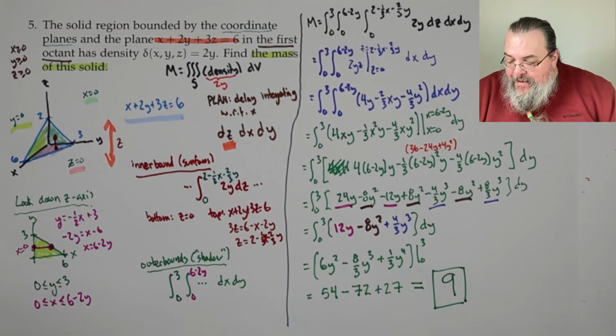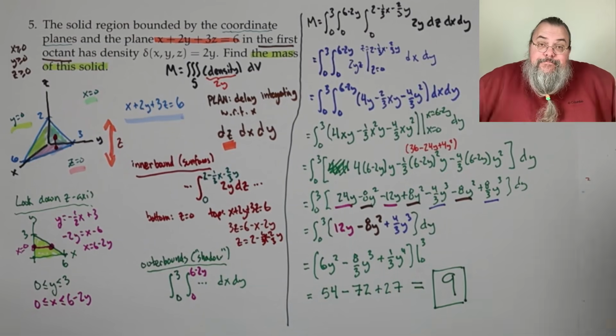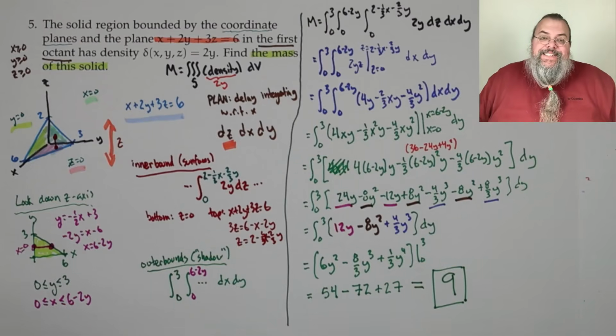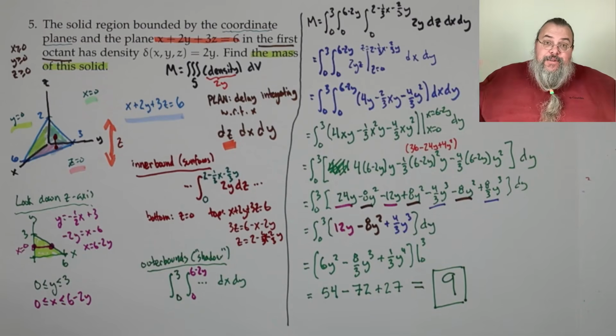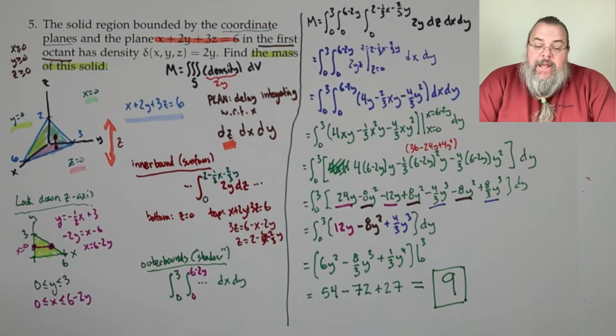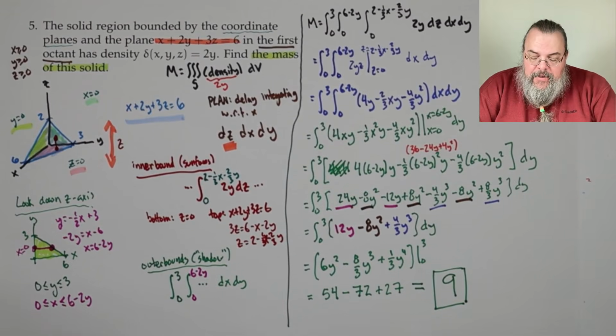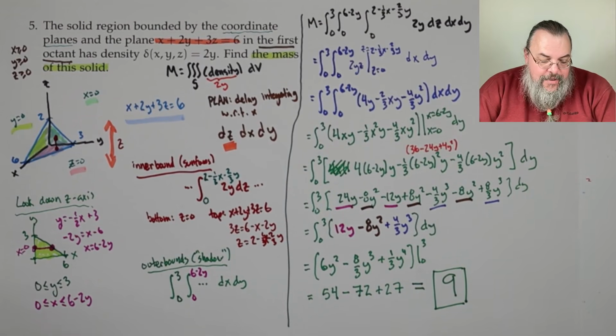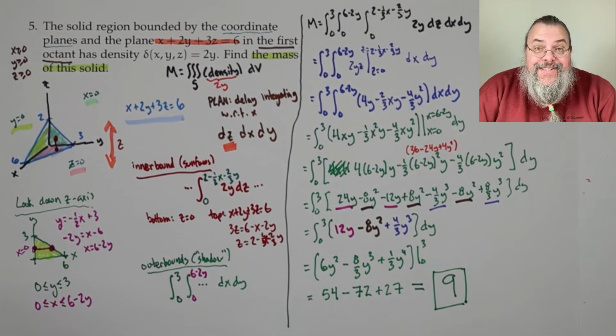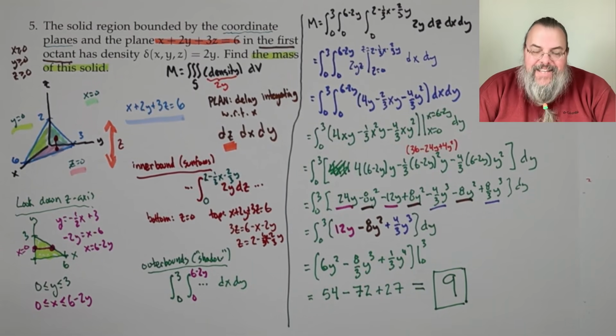Now, you might be saying, 9 what? We don't know. They didn't give us units. So it's 9 of whatever you're using to measure mass. All right. Now, at this point, you're probably thinking like, cool. Can I do this? Yes, you can.